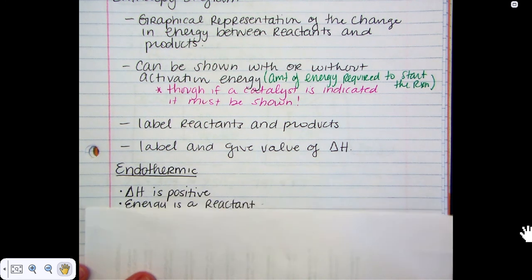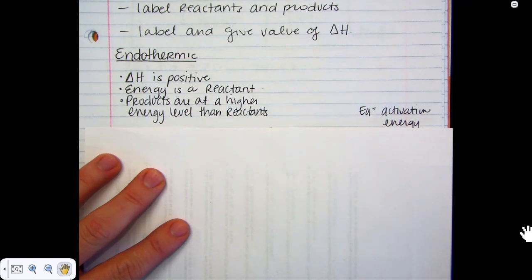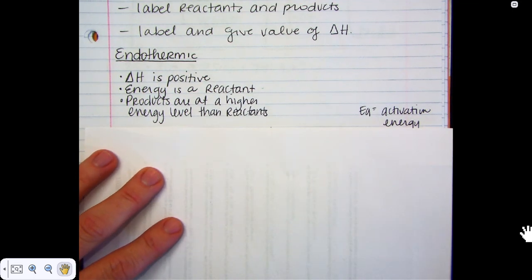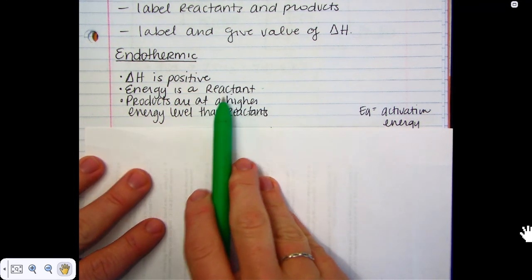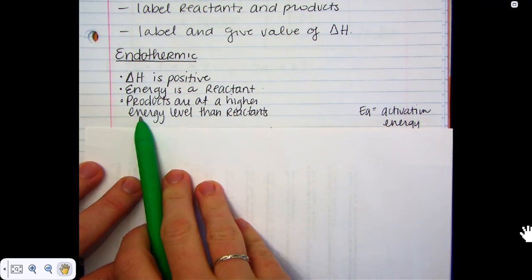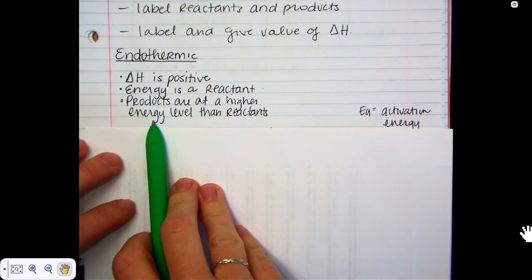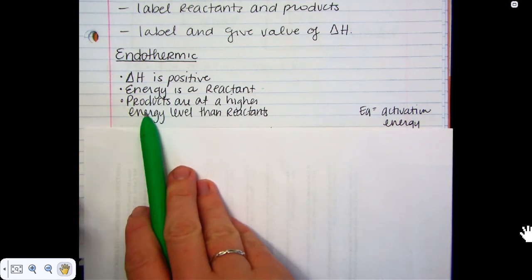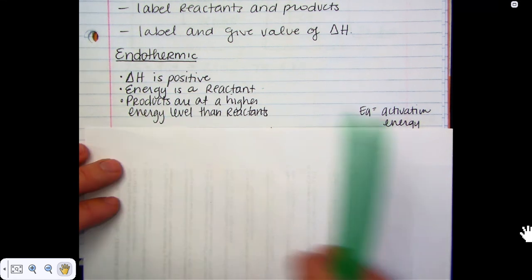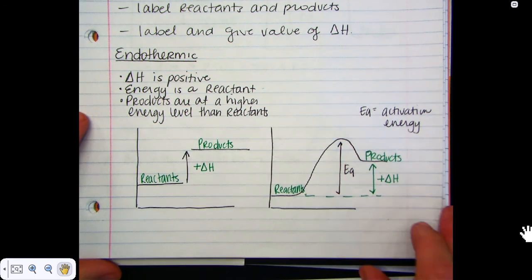Okay? So let's look at some things for endothermic. So first of all, an endothermic reaction has a positive delta H value. If we see this in a chemical equation, energy is on the reactant side. And when we look at it, the products are at a higher energy level than the reactants. And that's because we have to take the reactants and add energy. And so, of course, that's going to boost the products up to a higher level. So in general, we would see the following.